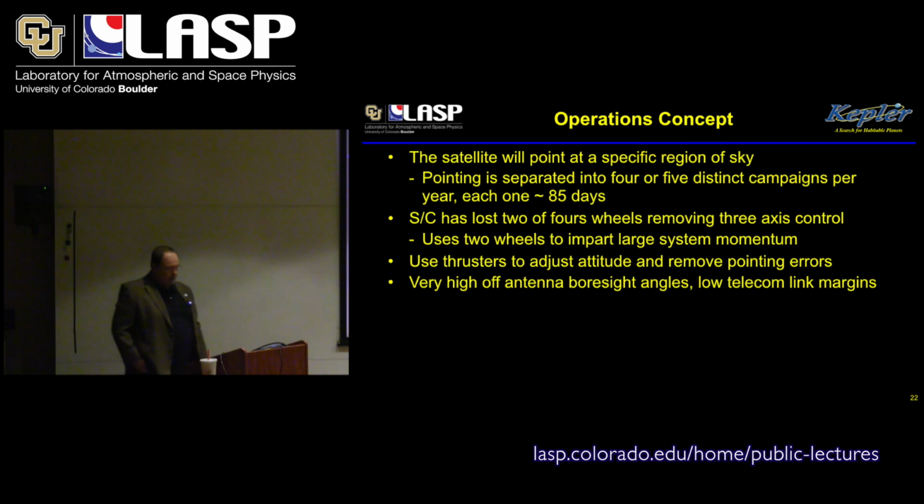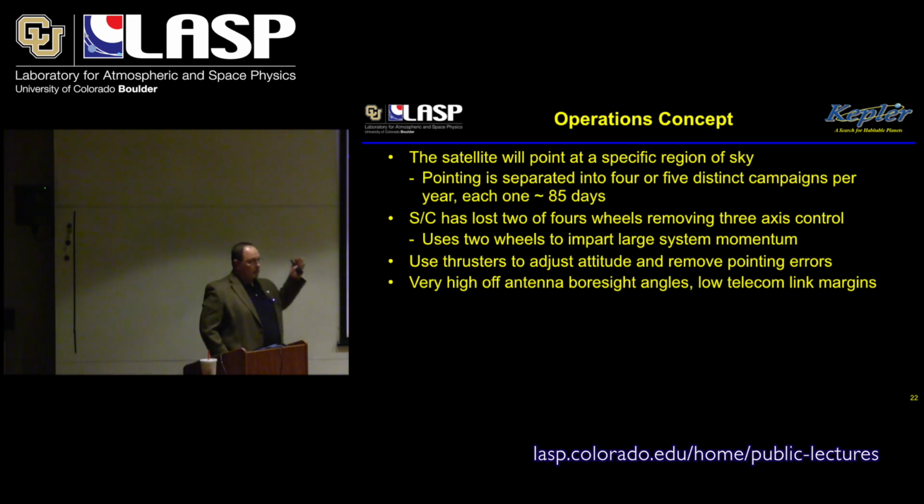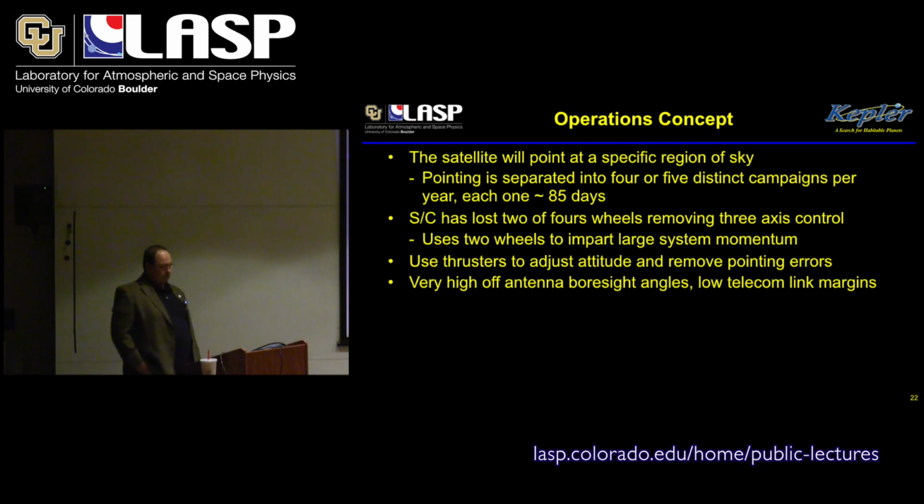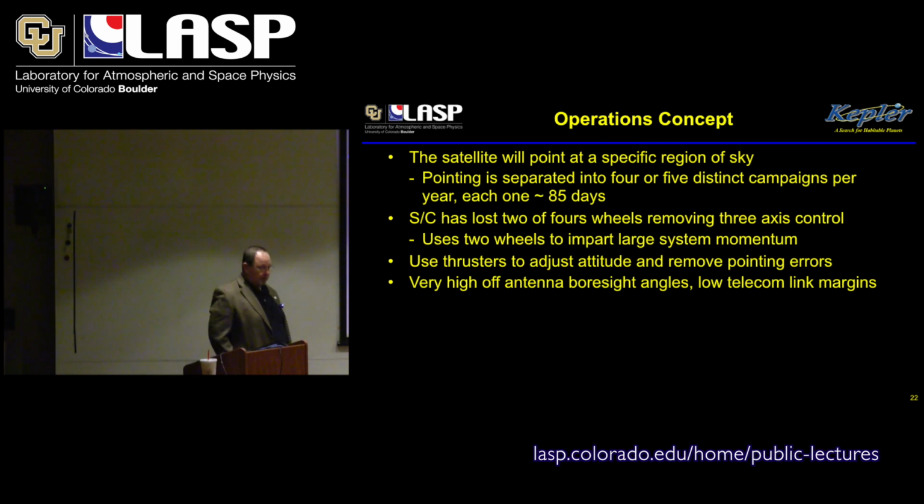So the operations concept was, originally we're going to point at a specific region of the sky, but wait a second, we can't actually control where the solar arrays are that way. We can't point at the same place. And so the idea was conjured up, maybe we can point in a different location. And so we started looking at the ecliptic as a possibility.